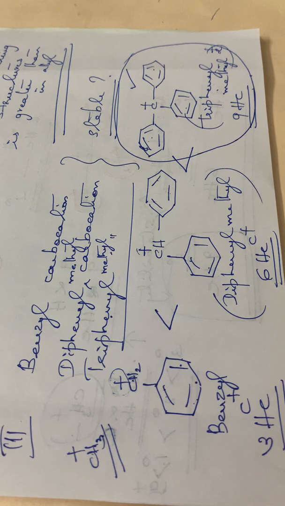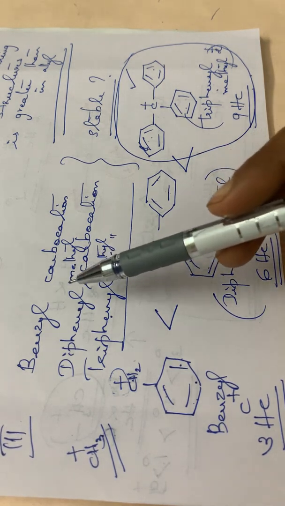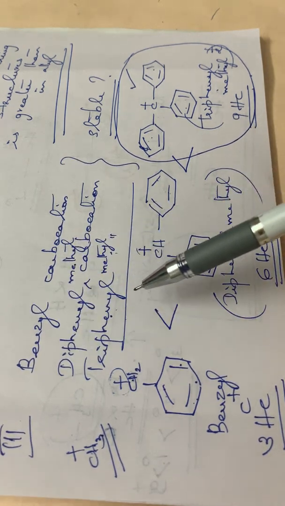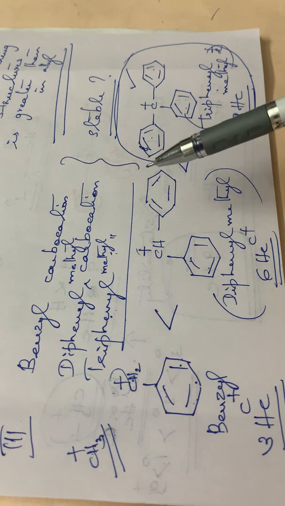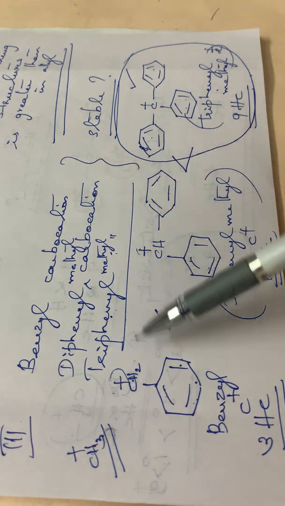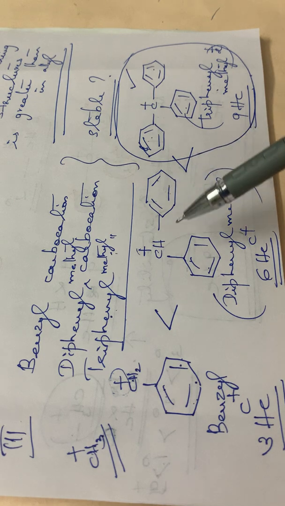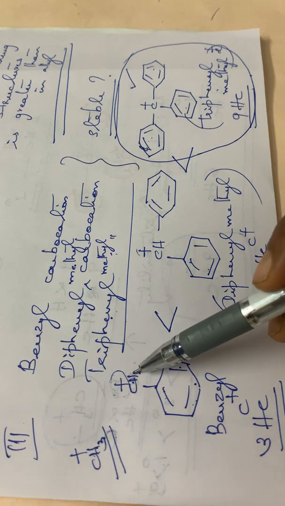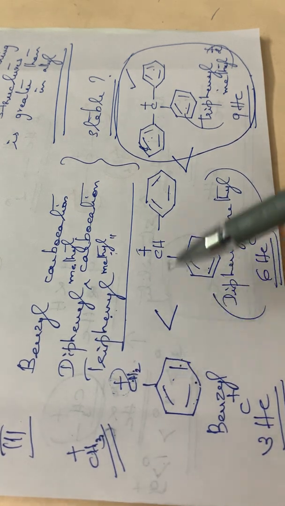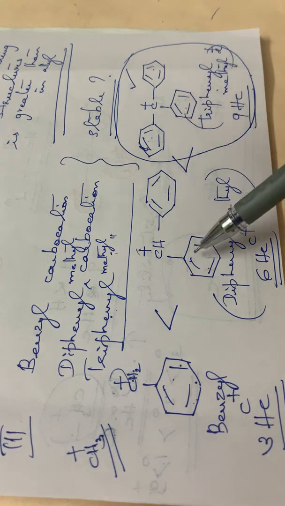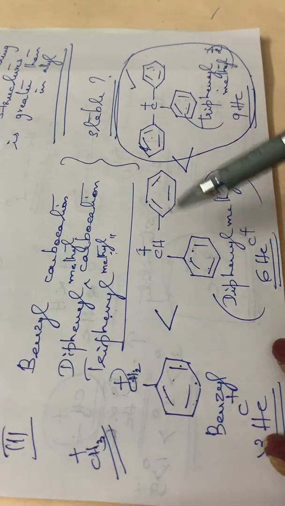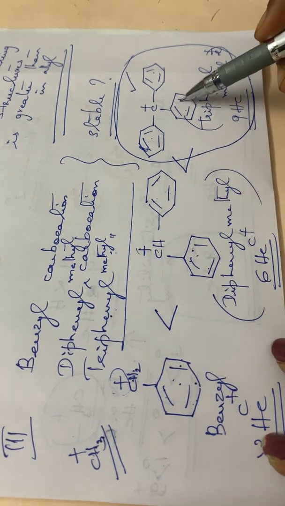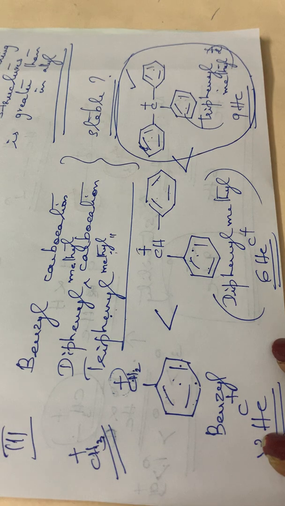So this is another example for the comparison of benzyl, diphenyl and triphenyl. While comparing these three, you have to represent the stability in terms of hyperconjugative structures. We can also represent this in terms of resonating structures. All these pi electrons will be involved in resonance. So this benzyl carbocation will have five resonating structures. Similarly, the diphenyl one will have double of this, 10 resonating structures. And this will have 15 resonating structures.